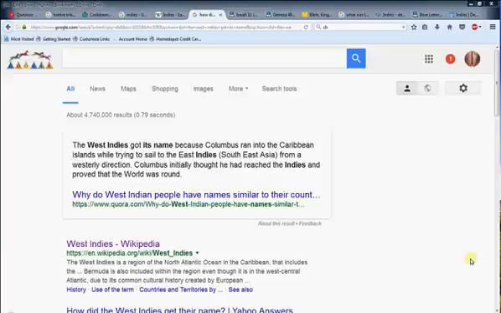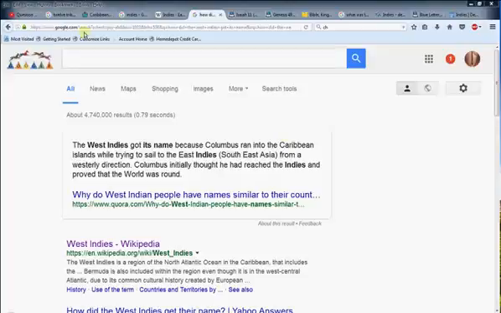I pulled the tab up earlier, but I didn't bring it up on the screen. But this tab, which states here, is how the West Indies got its name. It says the West Indies got its name because Christopher Columbus ran into the Caribbean islands while trying to sail to the East Indies, Southeast Asia, from a westerly direction. Columbus initially thought he had reached the Indies and proved that the world was round.